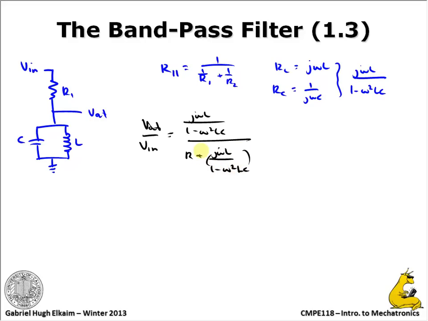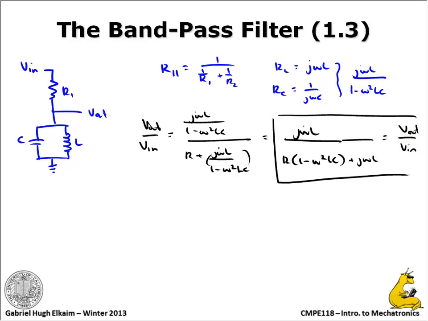Again, I'm going to multiply up by this 1 minus omega squared LC, just to get into a slightly nicer form. And this turns out to be j omega L over R times (1 minus omega squared LC) plus j omega L. Okay, so this is Vout over Vin. Now, let's check the corner conditions. At omega equals 0, I've got a 0 in the numerator, and I've at least got an R in the denominator, so that's going to be 0.